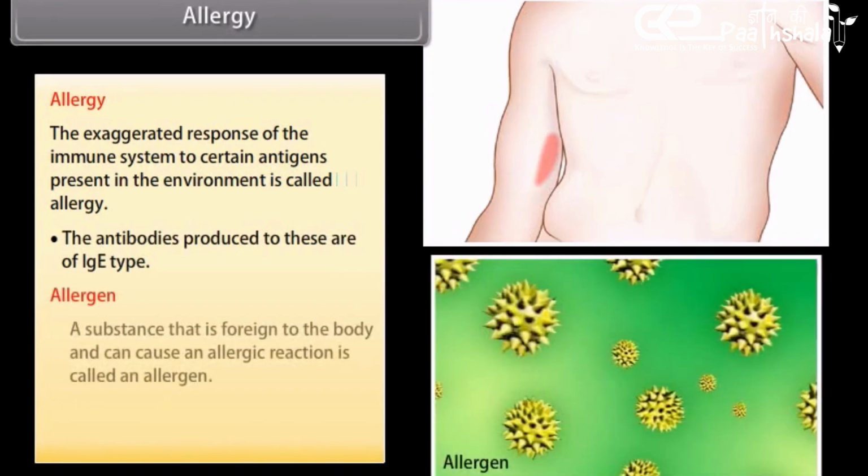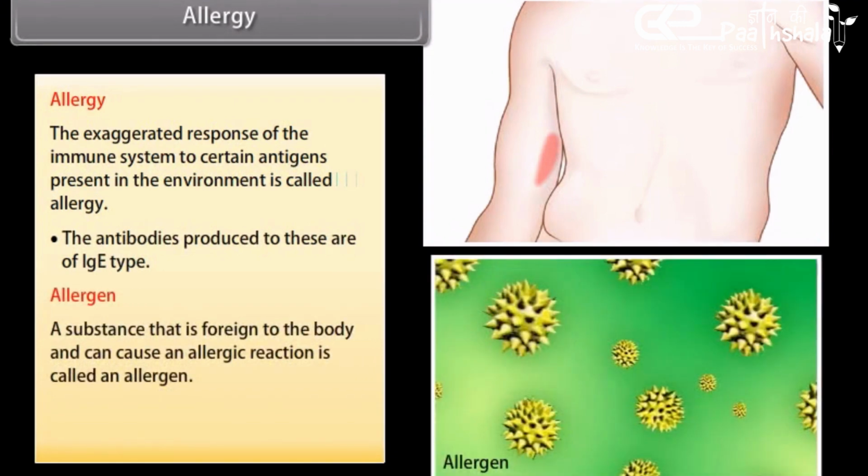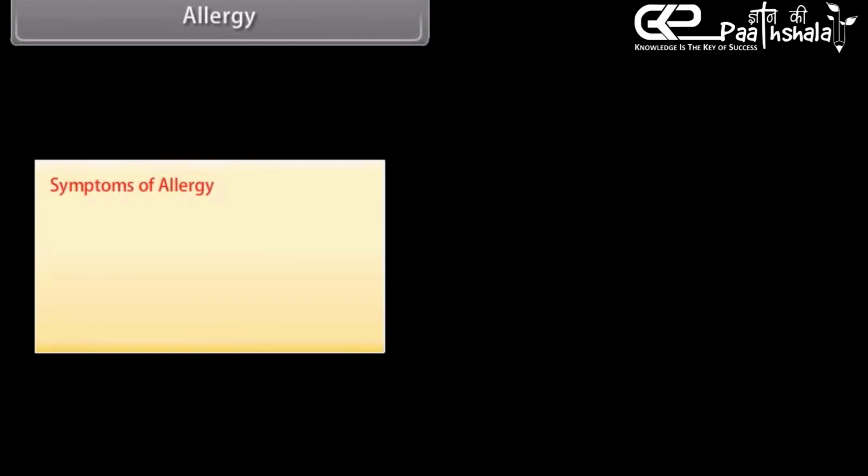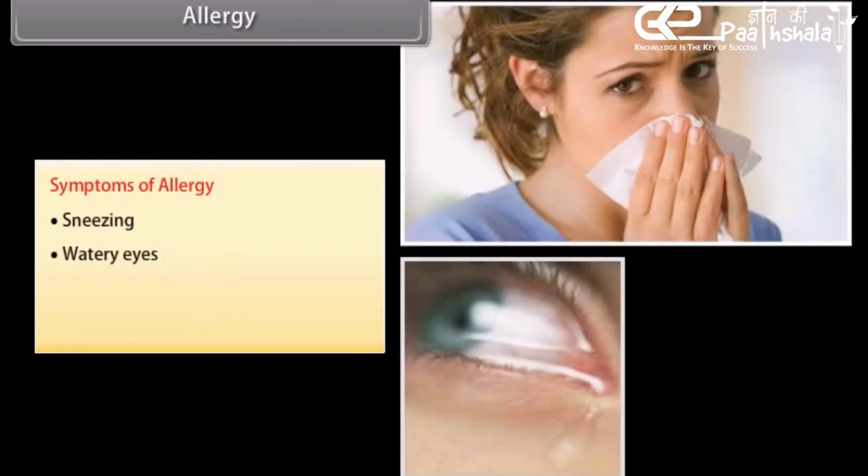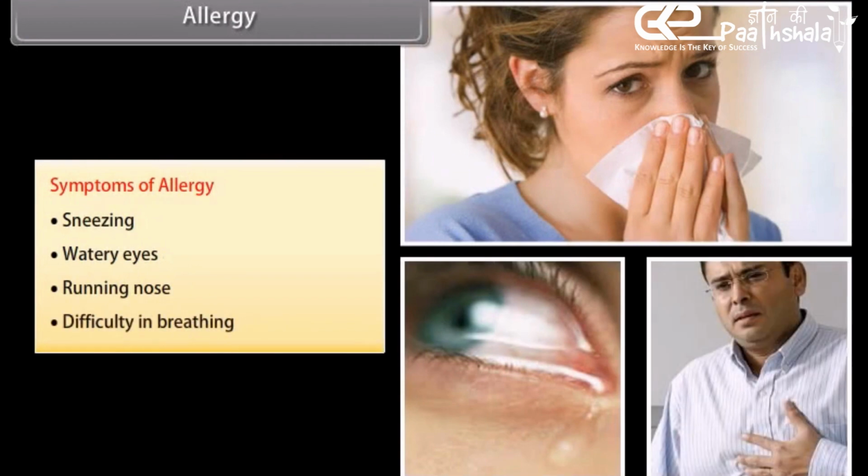Allergen. A substance that is foreign to the body and can cause an allergic reaction is called an allergen. For example, mites in dust, pollens, animal dander, etc. Symptoms of allergy: sneezing, watery eyes, running nose, difficulty in breathing.